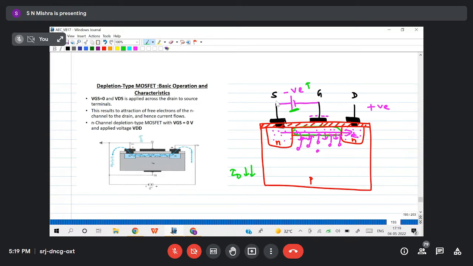Now we'll start our discussion with minimum reverse bias, or less negative voltage, then we'll increase it, then we'll see how the current is produced and what the characteristic graph is.